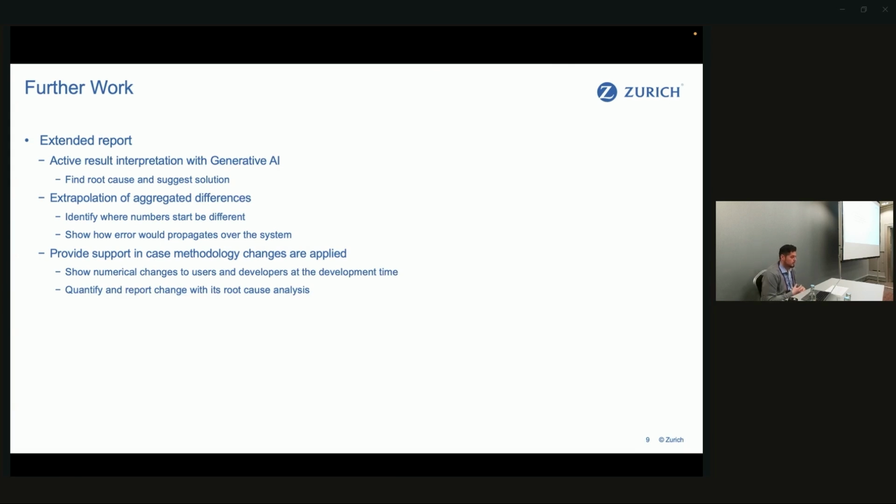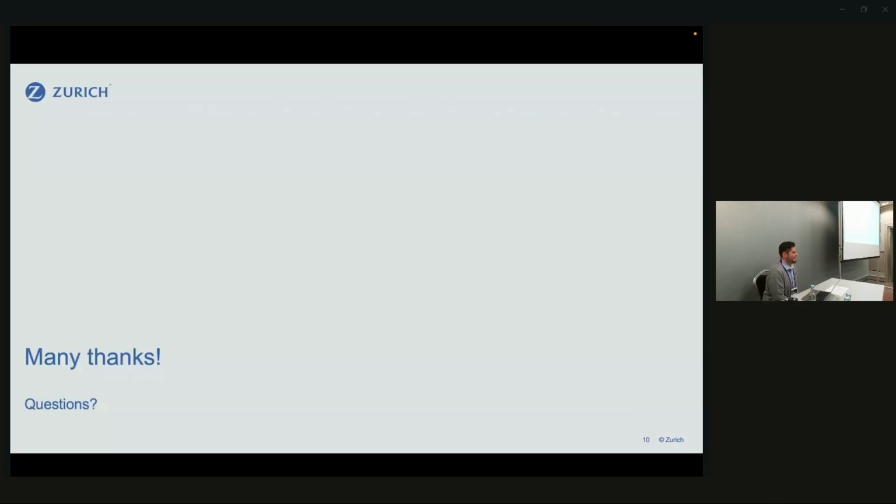And then, because we know so much about every one of these models, we also provide a lot of support to these three actors, no? The code owners, the coders, and the one that interprets the models, let's say. And believe it or not, I'm done. Many thanks.